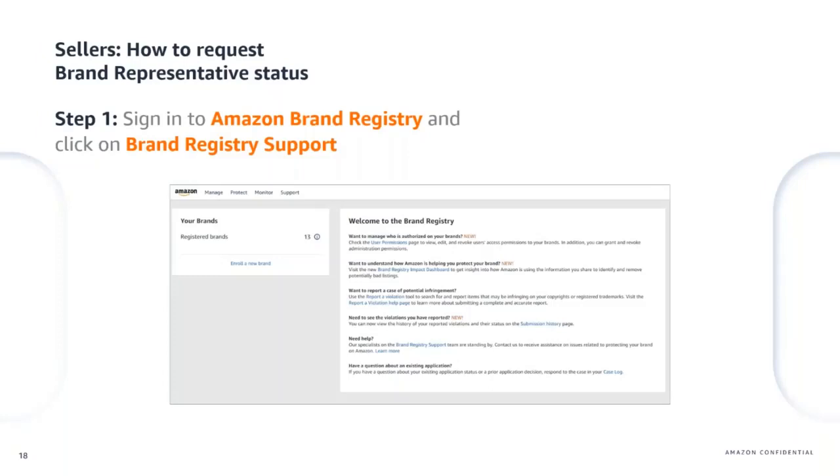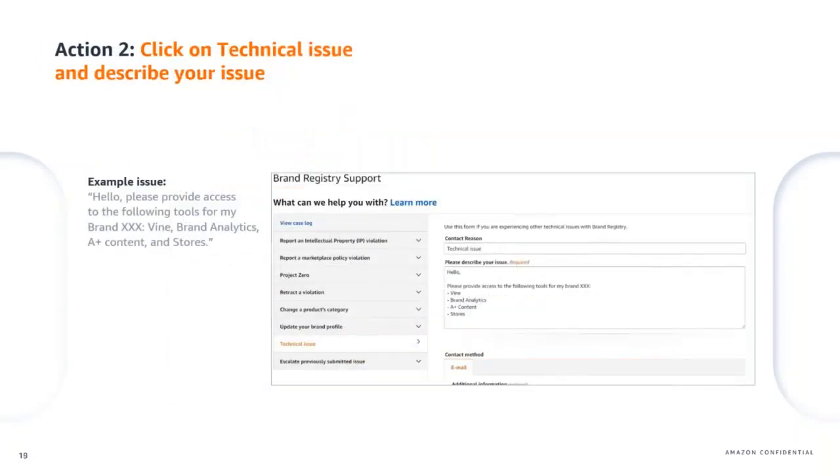The first step to do that is to log into Amazon Brand Registry, and then you'll select Brand Registry Support under Need Help. So you can see the support being highlighted and then the Need Help section. Then you'll go to Technical Issue, and then you'll fill out the form. In the Describe Your Issue portion, you can request access to the tools and solutions that you don't have access to, or simply ask for brand representative status.